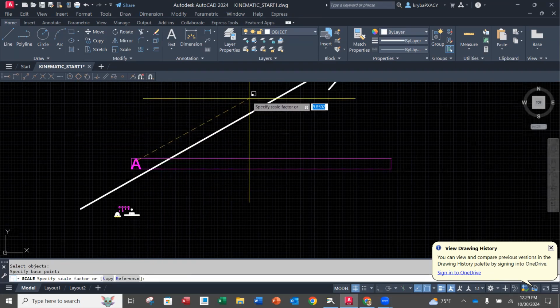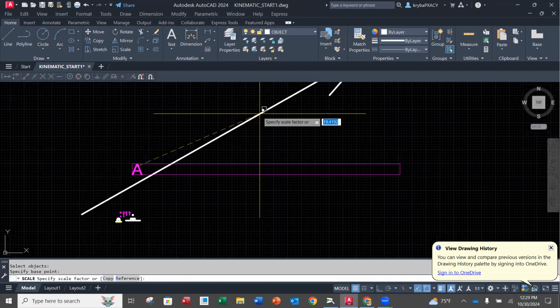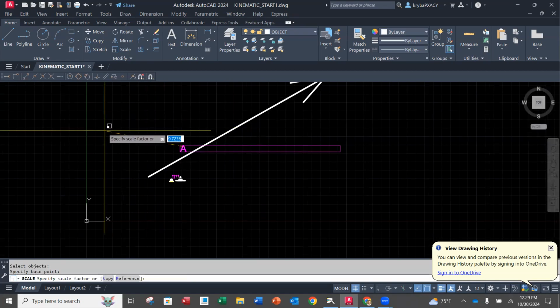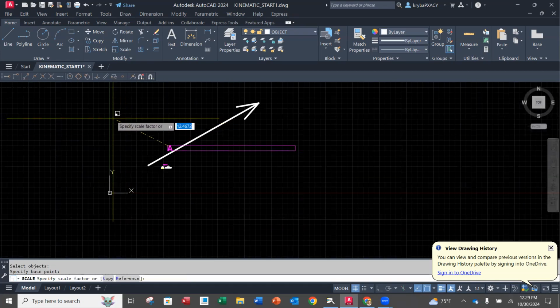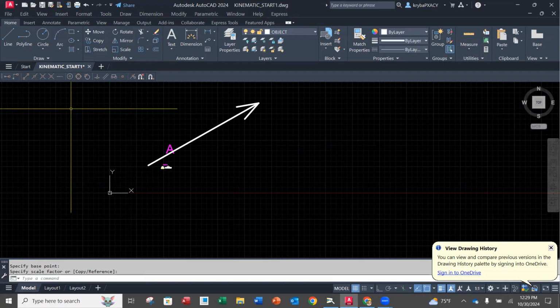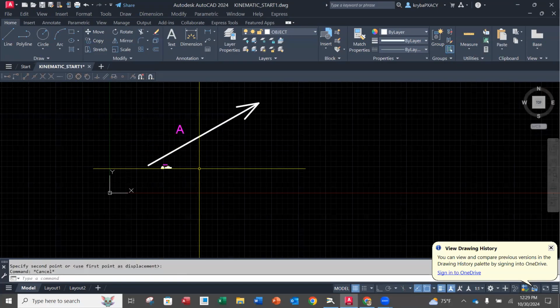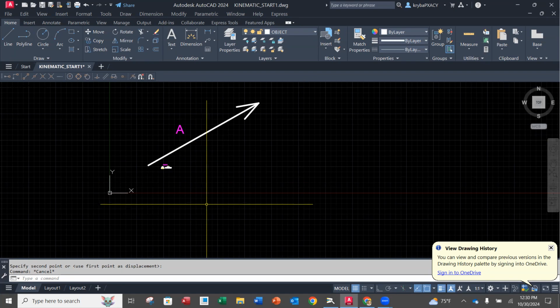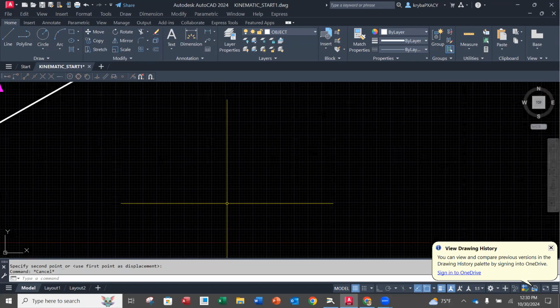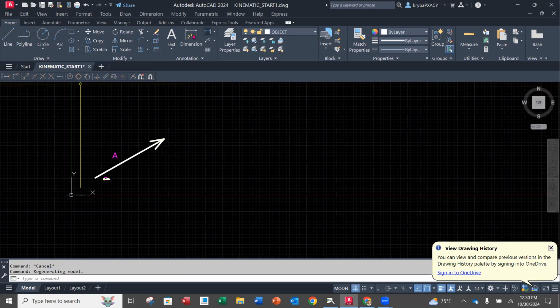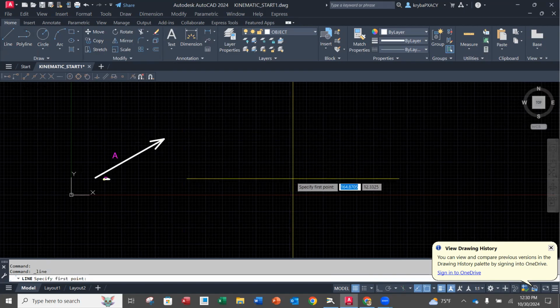And all I'm going to do is pull out until I feel like the A is big enough so that when I take a screenshot, it'll be visible. Okay. So now I've got my A large enough in comparison to my vector. Now I'm going to draw the next vector. So the other vector is B. It's going up and to the left. So I'm going to do that very same thing. I'm going to do a line.